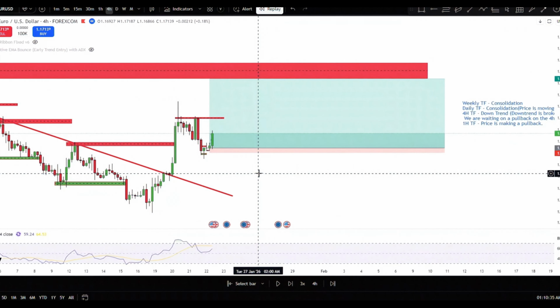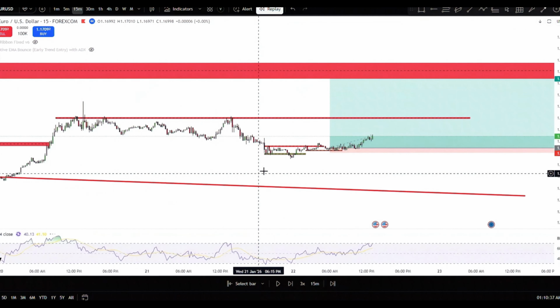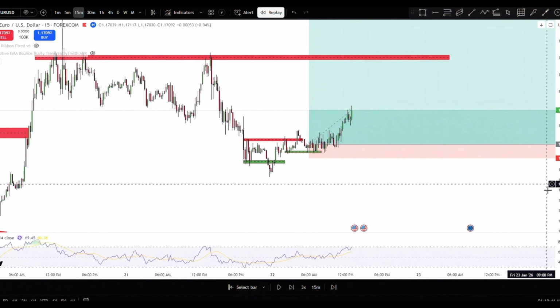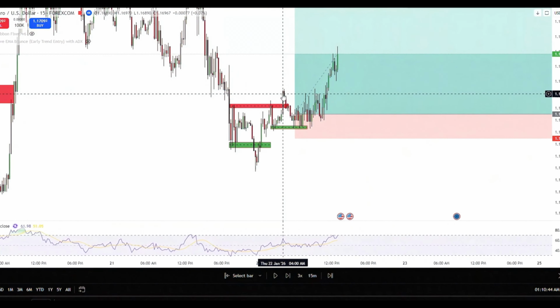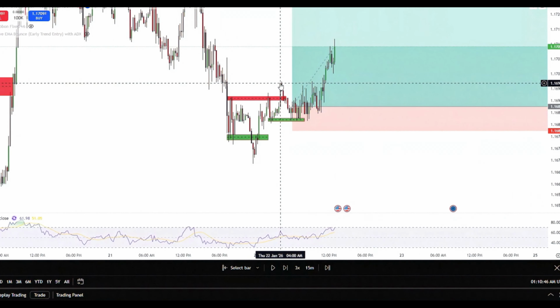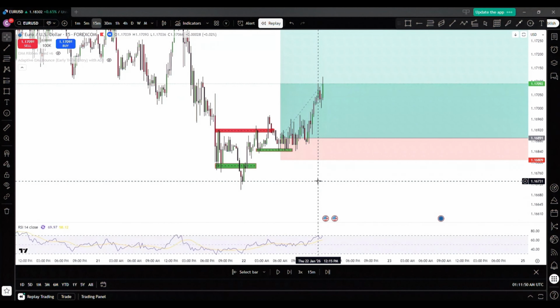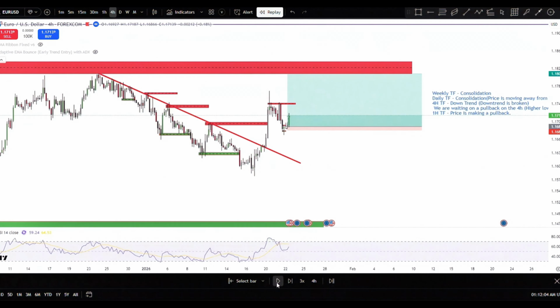So when I went down to the 15-minute time frame, I was only looking for one thing. I already knew that we were getting the pullback. So I was only looking for price to start giving me higher highs and higher lows. This way I know that buyers are starting to step in. So all I had to do was wait.